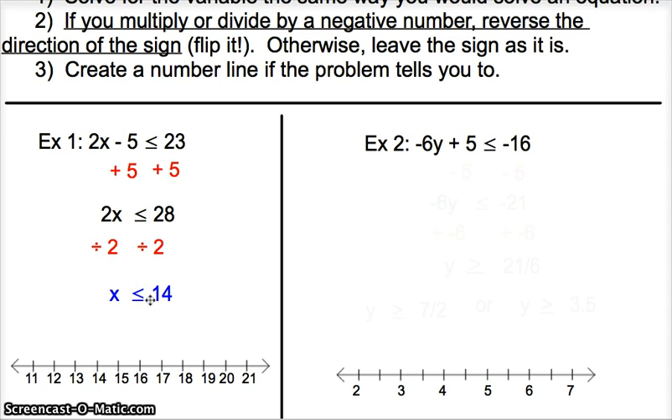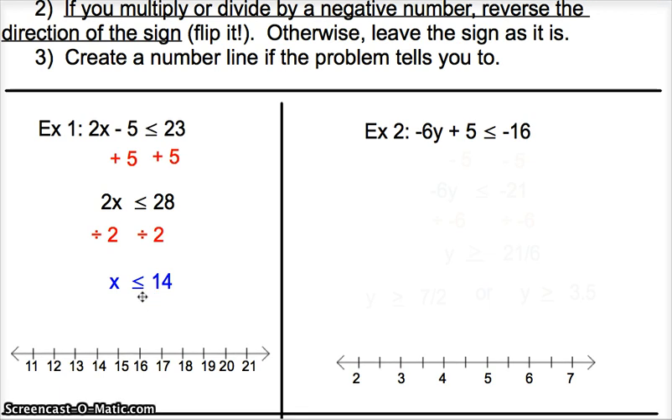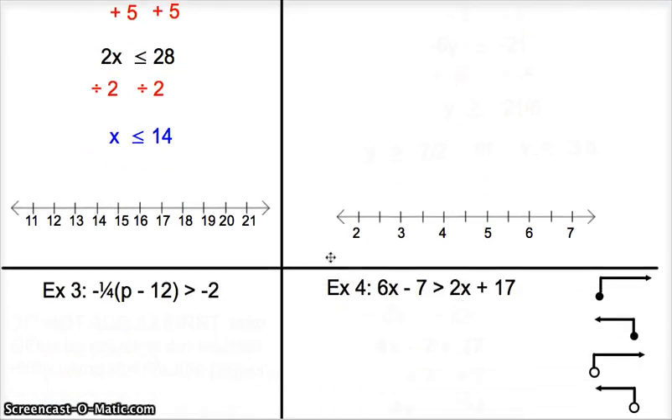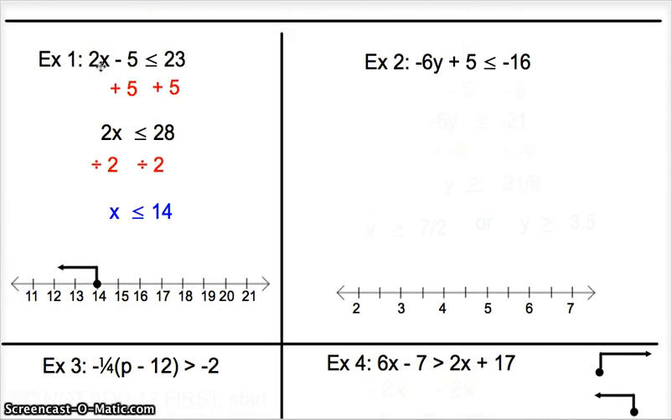So what this tells me is that any number less than or equal to 14 should make this true. Actually, let's graph it first. Less than or equal, I need to show all the numbers less than or equal to 14. So I'm using a closed dot because I'm including 14. Closed dot says I'm including the point, and then all the numbers that are less than are over here to the left. Let's try out 12. Let's put it back into the original problem. 2 times 12 is 24, minus 5 gets me 19, which is less than or equal to 23. So it seems like it's good.